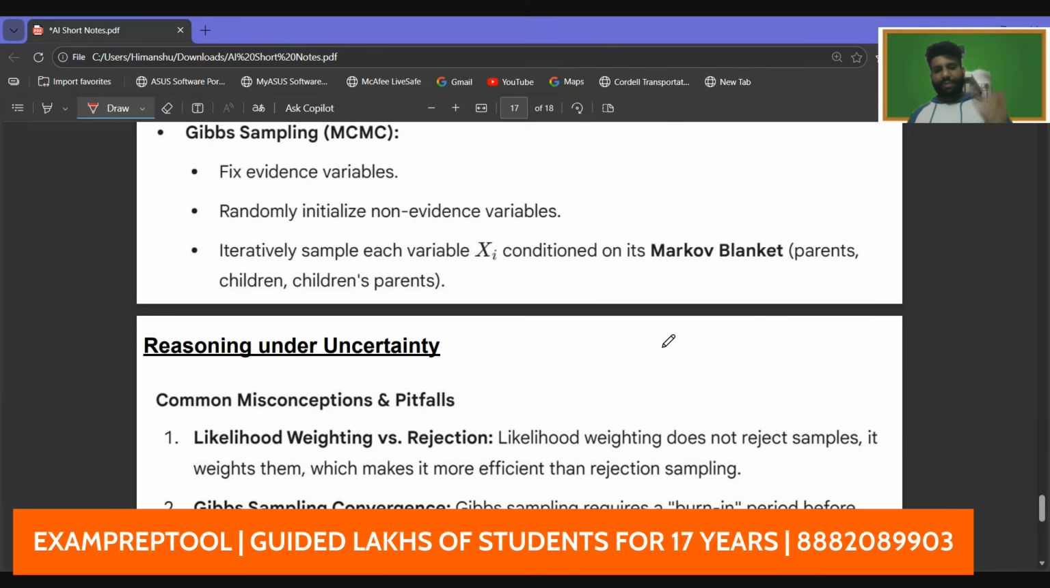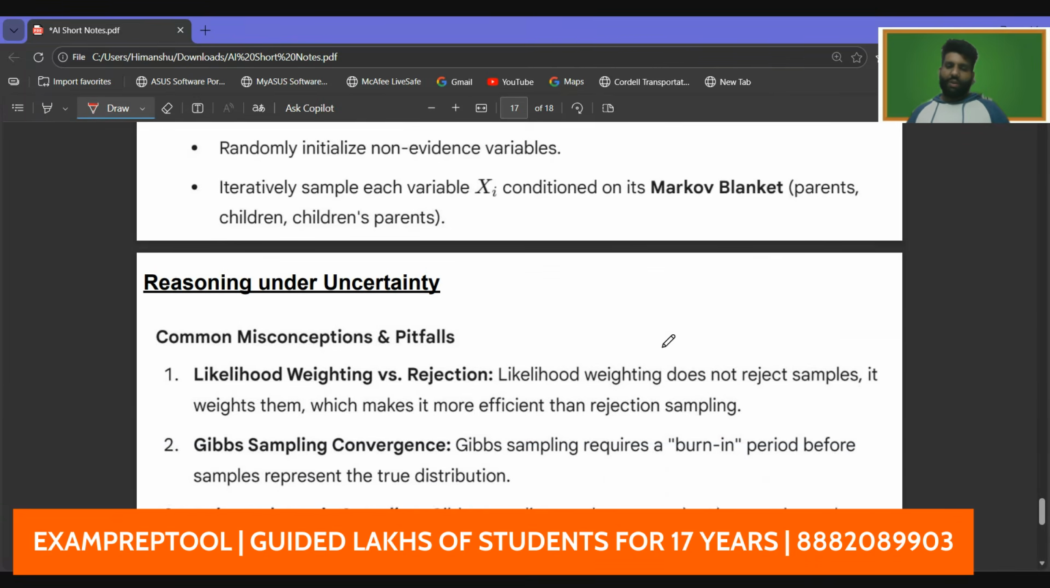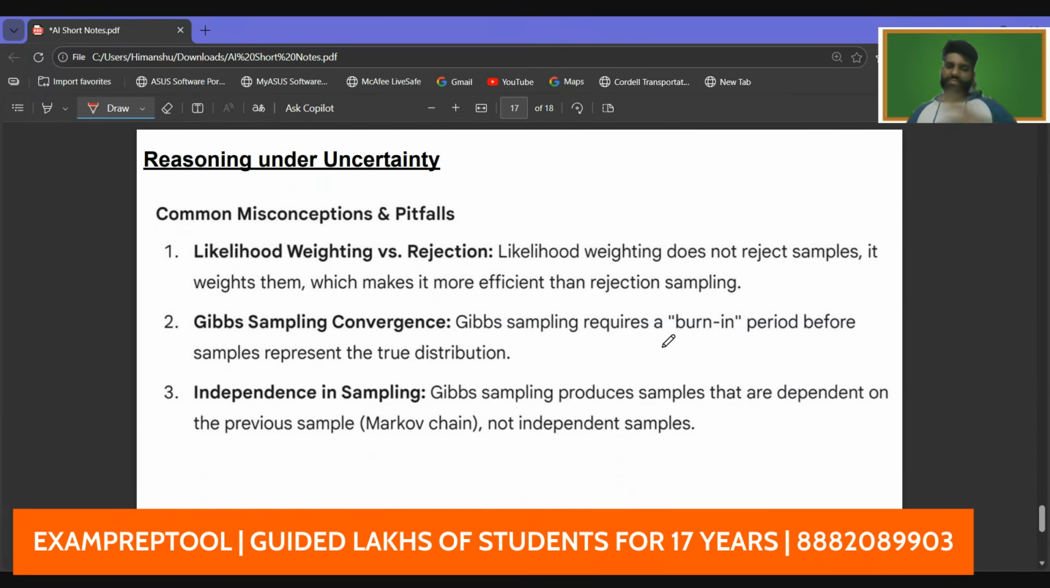Now there are some pitfalls which I would like to talk about. Likelihood weighting versus rejection: likelihood weighting does not reject samples, it weighs them, which makes it much more efficient than rejection sampling, because in rejection sampling you simply reject if the evidence was not there.